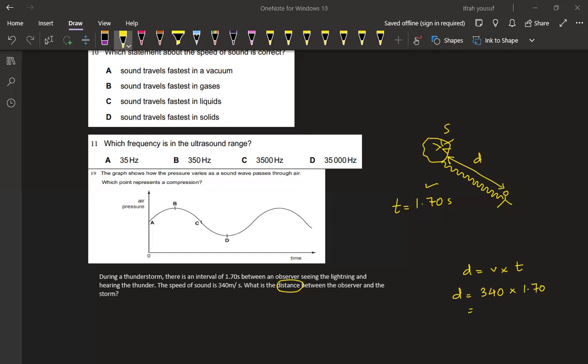Ji, 340 times 1.70 is 578 meter, right? Clear? Now I'm trying to find out another question where we can apply echo formula, okay?